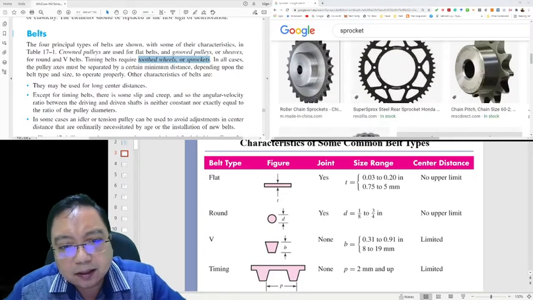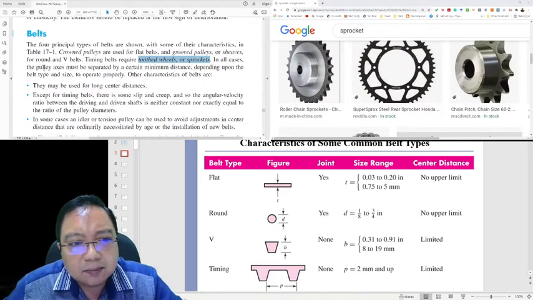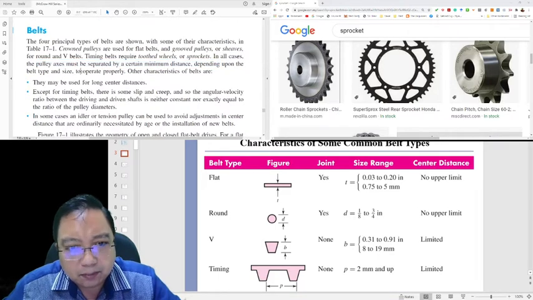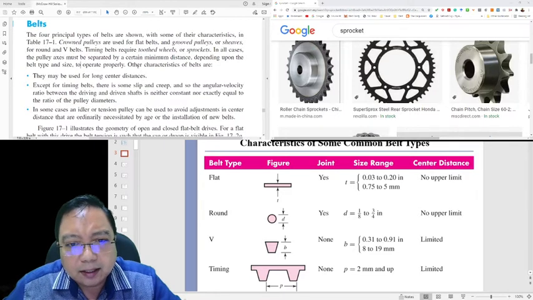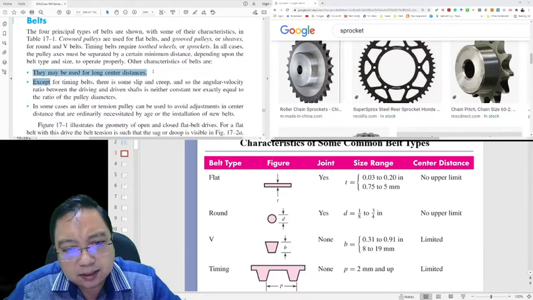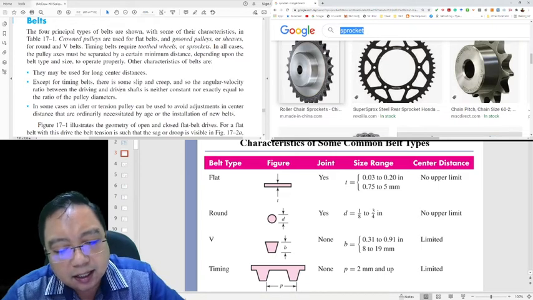In all cases the pulley axes must be separated by a certain minimum distance depending on belt type and size to operate properly. The other characteristics of belts are that they may be used for long center distance. Let's see what the meaning of long center distance is.